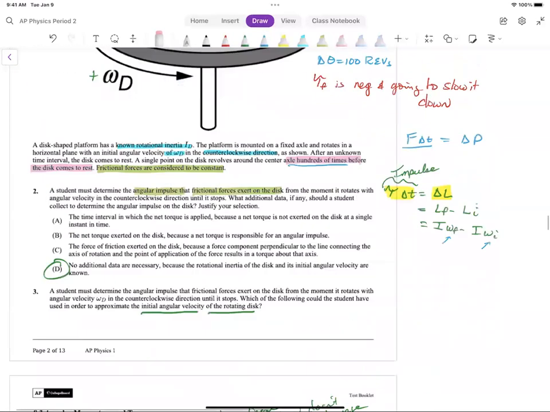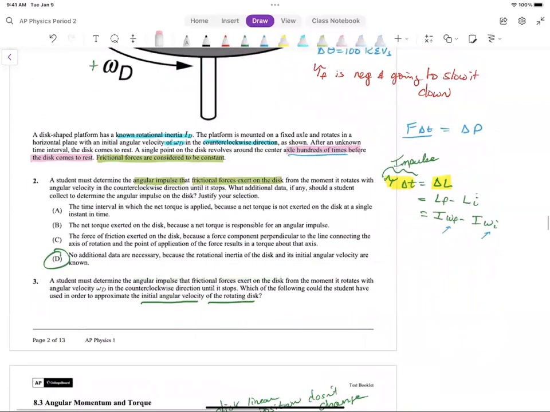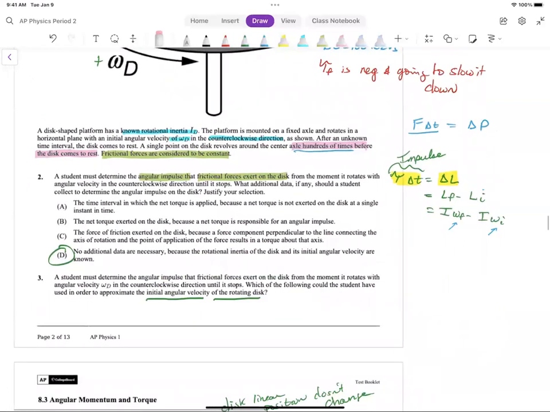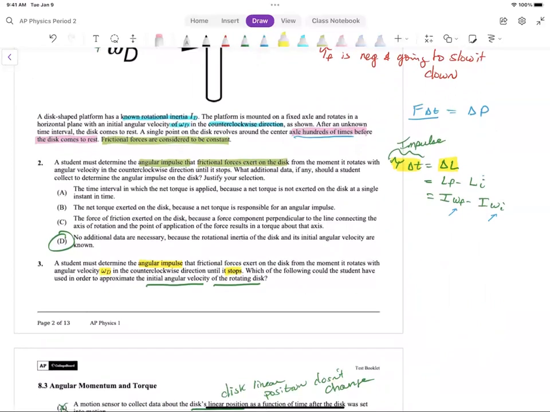All right, same setup up there. The student must determine the angular impulse again that frictional forces exert on the disk from the moment it rotates with some angular velocity in a counterclockwise direction until it stops. Which of the following could the student have used in order to approximate? Now we need to actually calculate or measure. Again, it says approximate. You'll see why that's important.